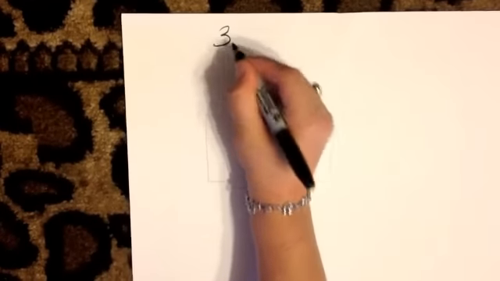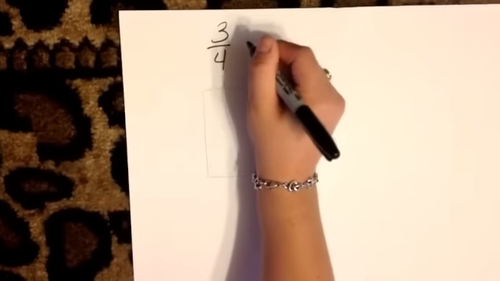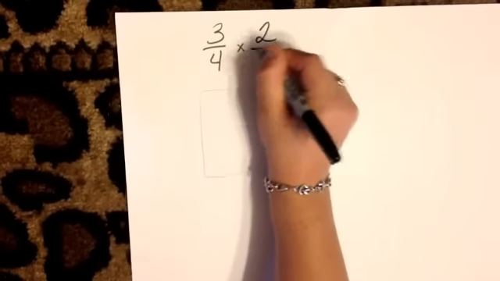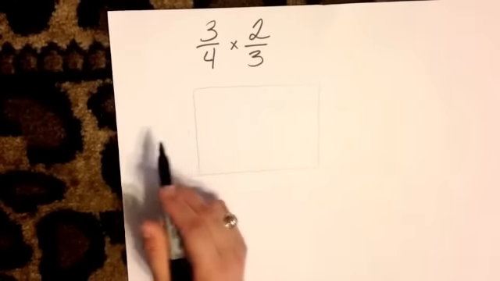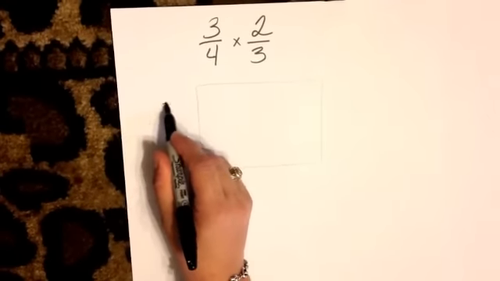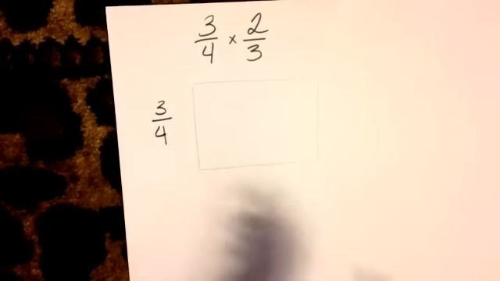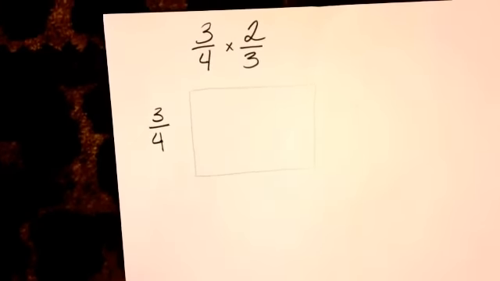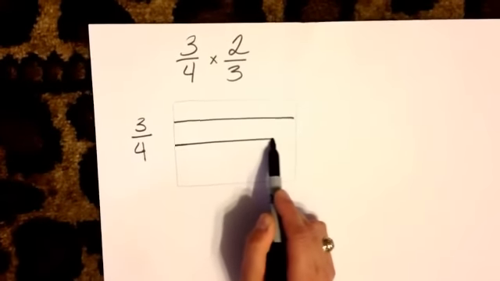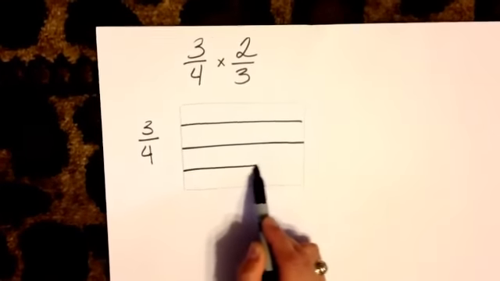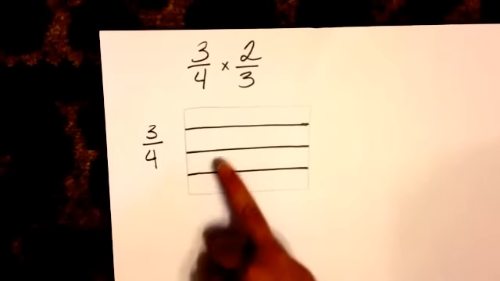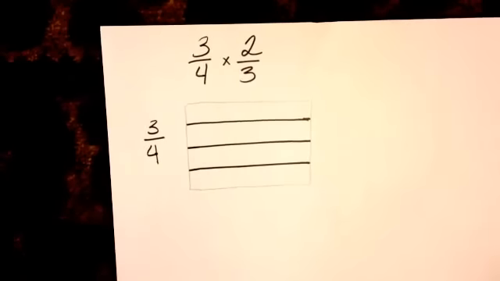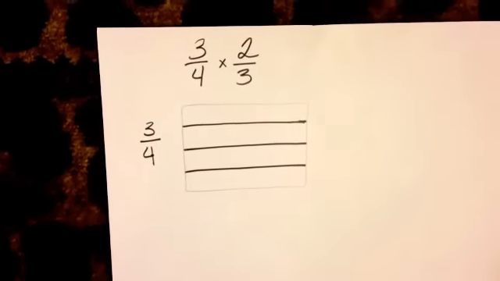The first problem we're going to look at is 3/4 times 2/3. With your shading model, you will write one of the fractions on the side, it doesn't matter which one, and that will represent your rows. You're going to divide your box into rows equal to the denominator. So you see the denominator is 4, and we have 4 rows. Next, you're going to shade what the numerator has.